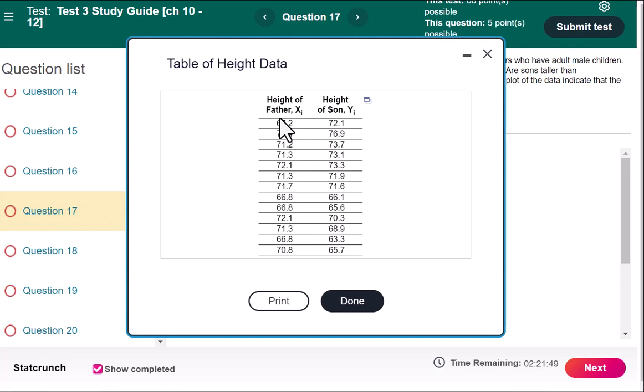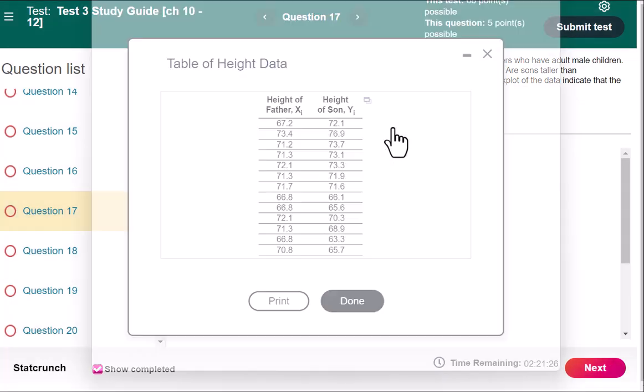So the claim is, are the sons taller than their fathers? But we started with the fathers first. So let's say the father is 67 inches and the son is taller, so let's say 69. What's 67 minus 69? It's -2. Is -2 positive or negative? Then you say negative, then you test less than 0. This is how you determine which sign you should be using.